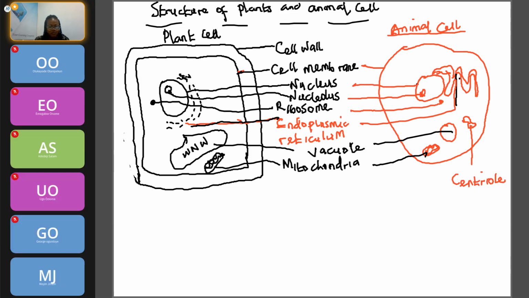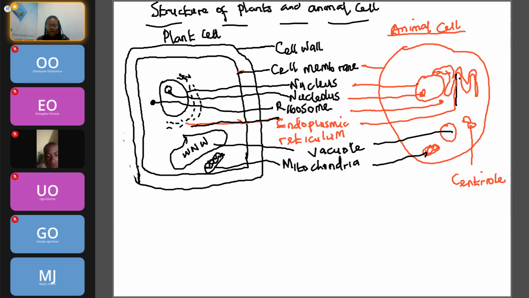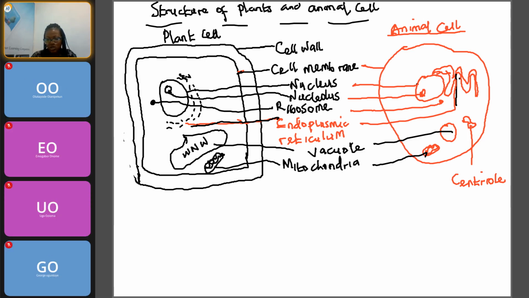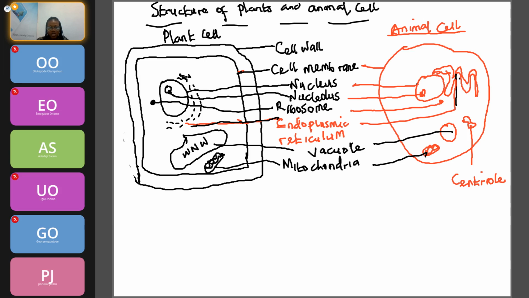So what is the function of centriole? I believe you can hear me and understand what I am explaining here. Why is centriole present in animal cell and absent in plant cell? The function of centriole is that it helps in dividing the cells. So it helps in cell division. That is the function of the centriole, so it is not present in plants.